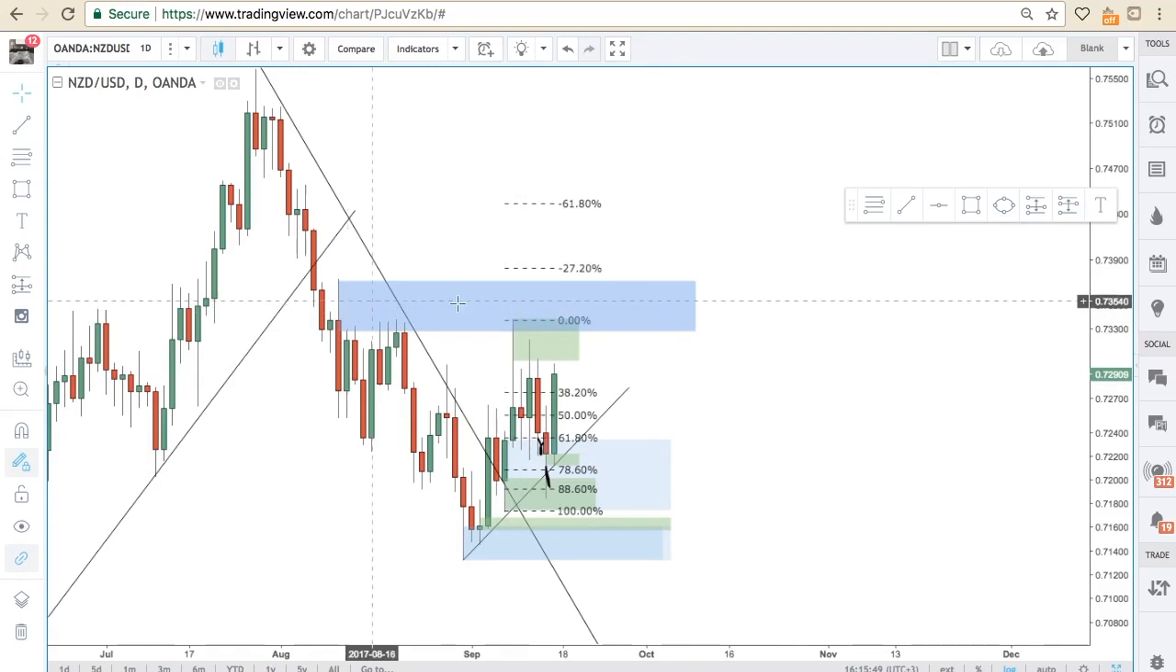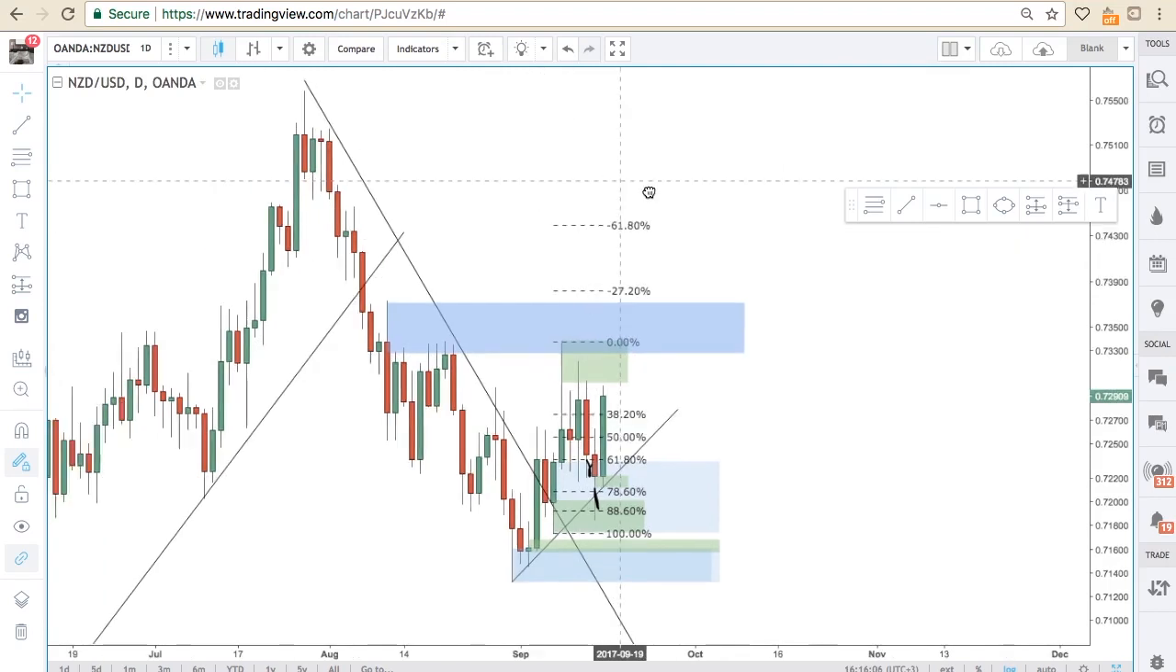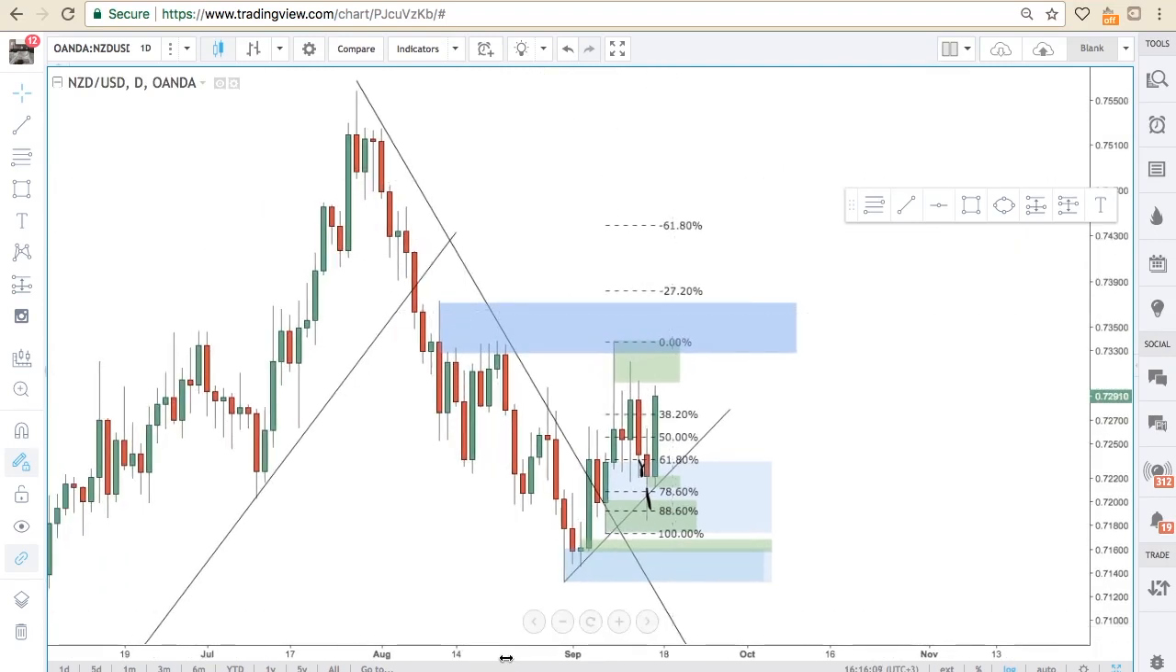So do I believe this zone is going to hold? No, I don't. Can it hold? Absolutely. And if it does, then I will be exiting my position, protecting my profits. If I get a big enough retracement or something like that, or even break even, I may move my stop to break even.